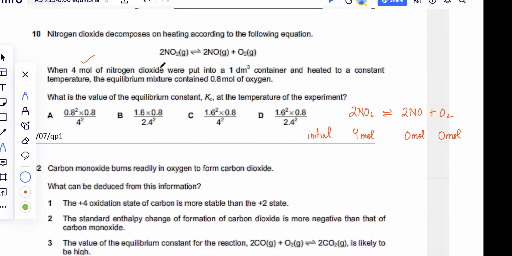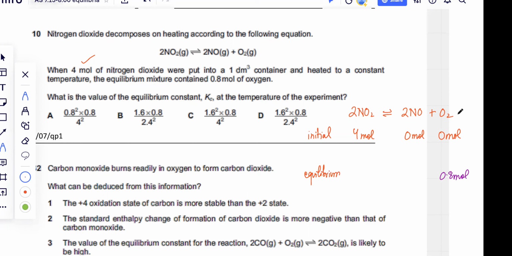The equilibrium mixture contained 0.8 moles of oxygen. So when you added NO2, there must have been some forward reaction, then some backward reaction, and then eventually an equilibrium was reached. The rate of forward became equal to the rate of the backward reaction. So at equilibrium, what is given is that you have 0.8 moles of O2. That's written over here: the equilibrium mixture contained 0.8 moles of oxygen.